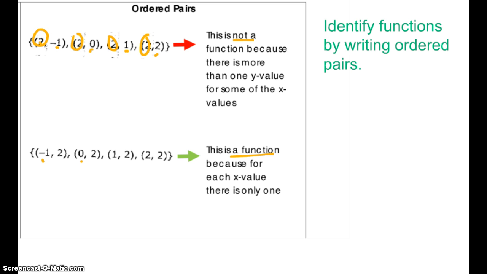So that wraps up the 4 ways that you need to be able to identify whether or not you have a functional situation. Make sure that you have these jotted down and that you can refer back to them as notes.